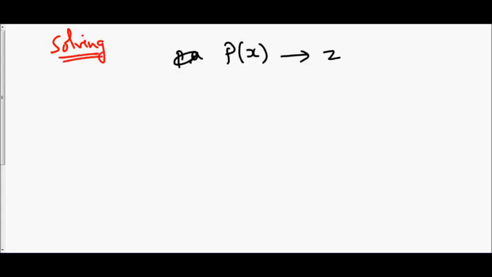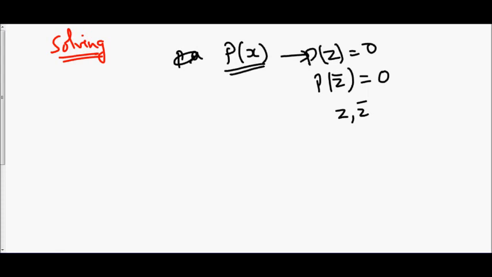The next part would be solving polynomial equations whose roots are complex numbers. If z is a root of p of x, that is if p of z equal to 0, then p of its conjugate is also equal to 0, which means that both z and its conjugate are always roots of the polynomial given. Okay, that you have to keep in mind. That is, if a plus ib is a root, then a minus ib would always be a root.